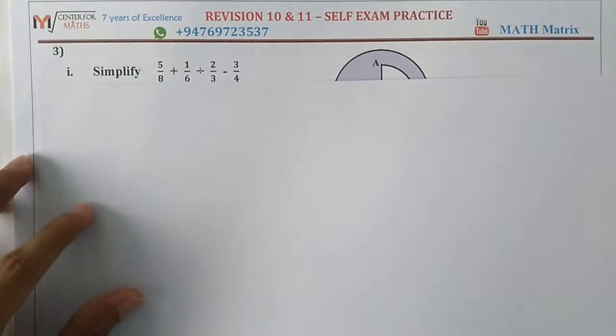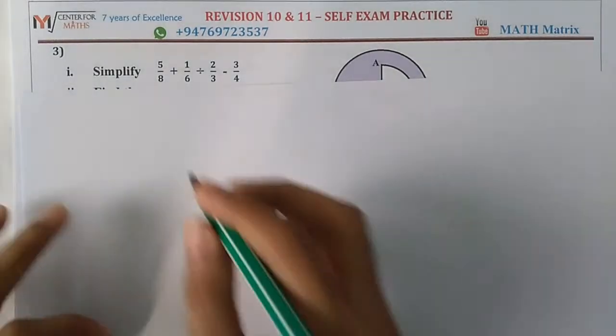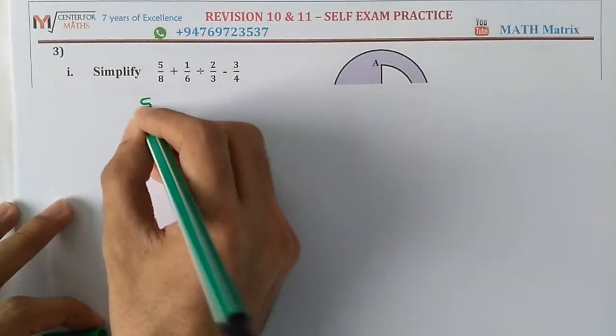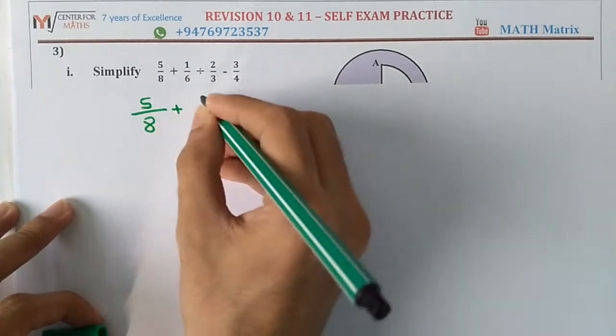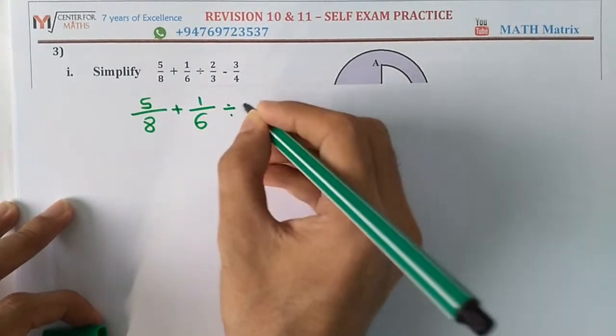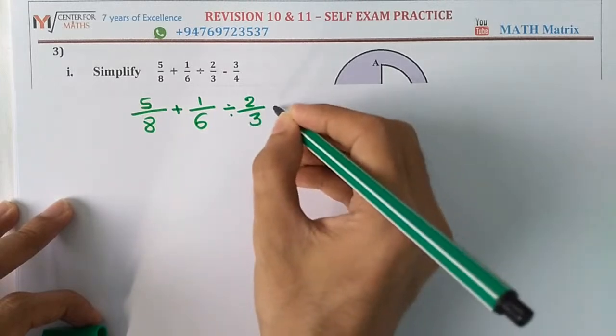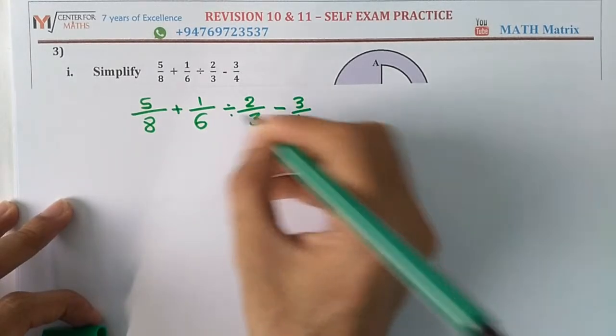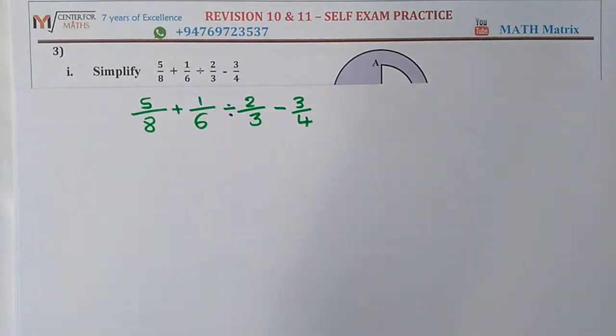Right guys, so I'm going to mark the question first. 5 over 8, 1 over 6, 2 over 3, 3 over 4. Right, so now how to simplify this?